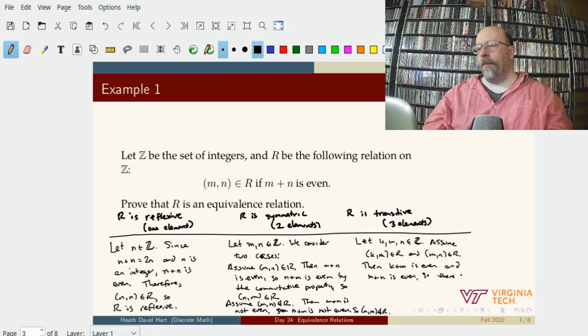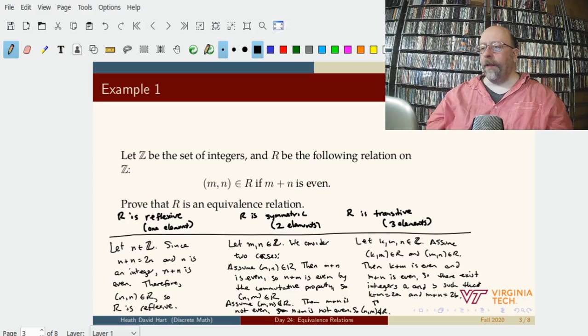So there exist integers a and b such that k plus m equals 2a and m plus n is equal to 2b. Then k plus n is equal to k plus m plus m plus n minus 2m, which is equal to 2a plus 2b minus 2m, which is equal to 2 times a plus b minus m.